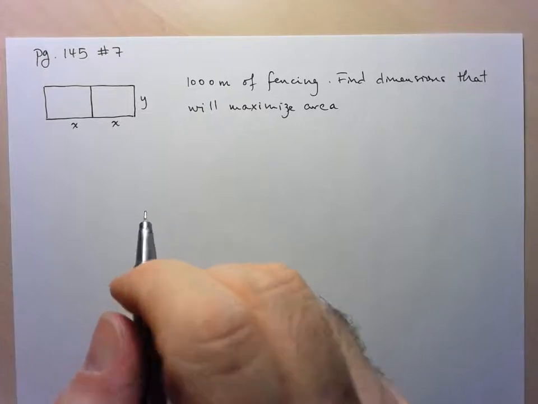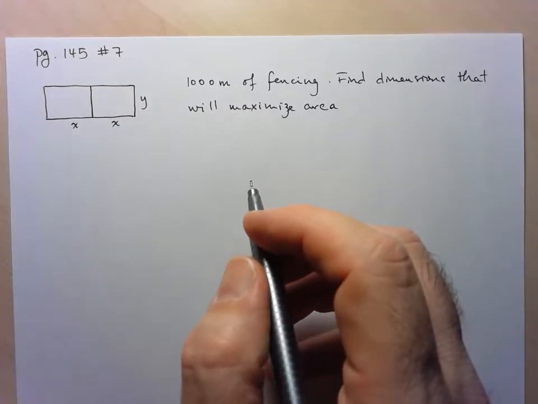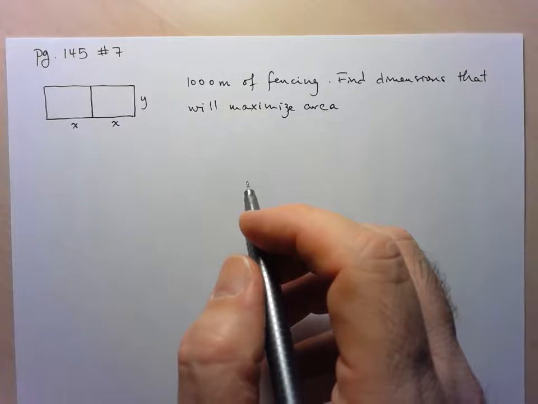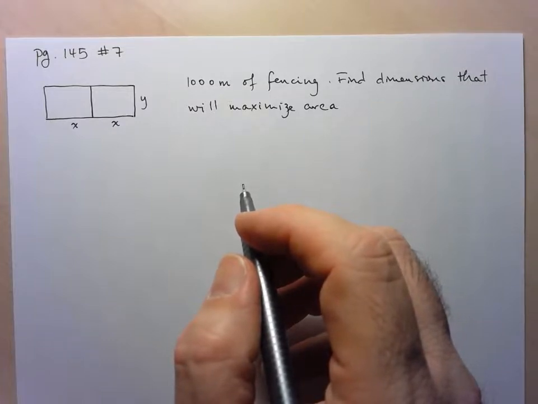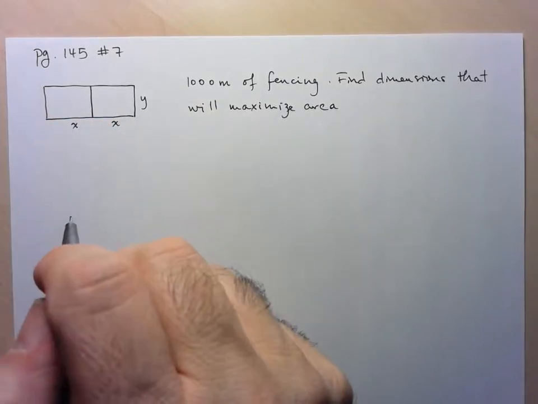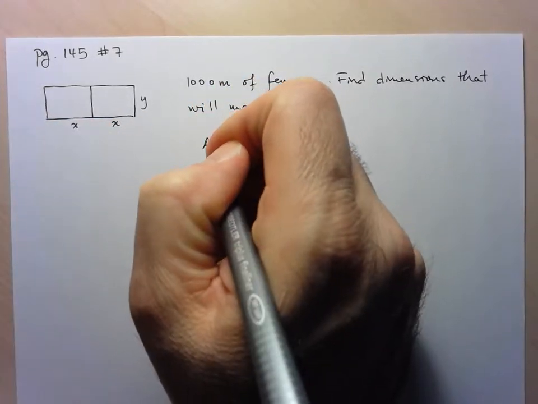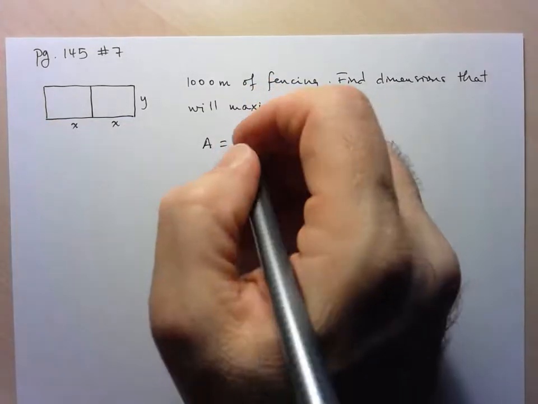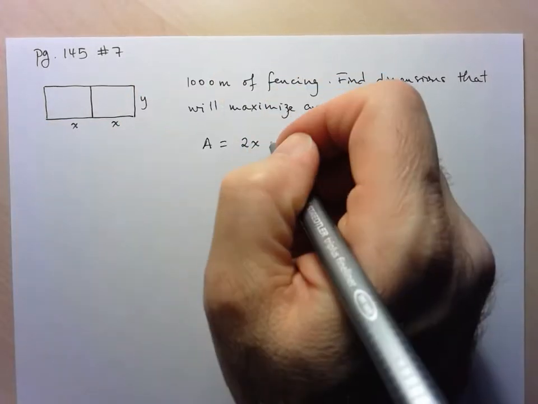So the first thing we want to do, if we follow our optimization algorithm, is find what it is we have to optimize. In this case, it's the total area that's enclosed. That's given by the length of this field, which is 2x, and the width, which is y.